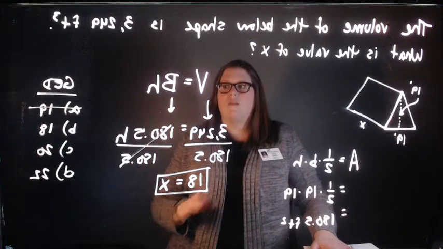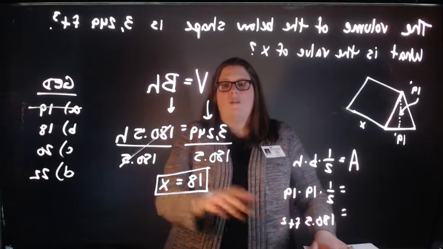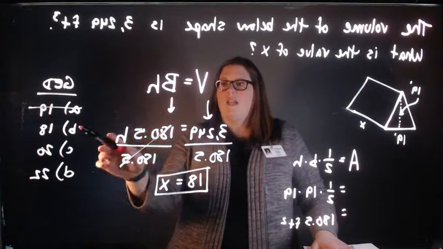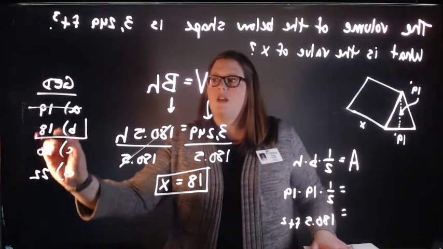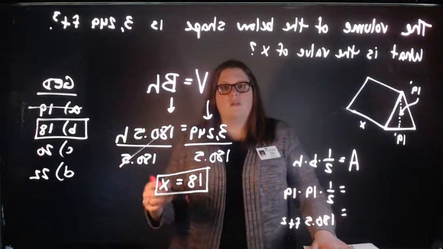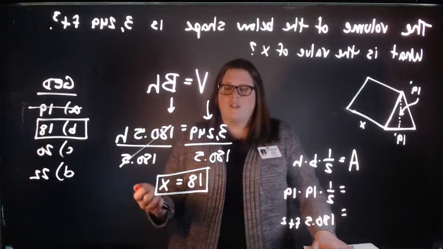We can do the same thing with 18. So we find the area of our base, which is 180.5 times 18, yields 3,249. So we know that's our choice. So you can always work backwards also if you're given a multiple choice question on the GED test.